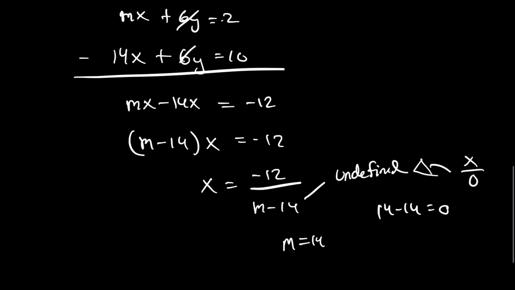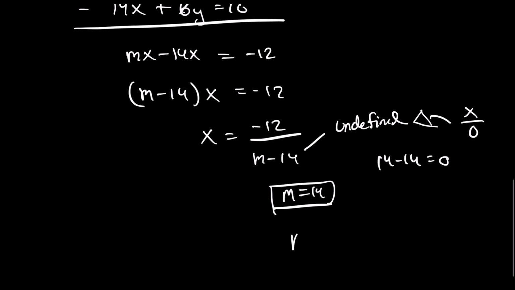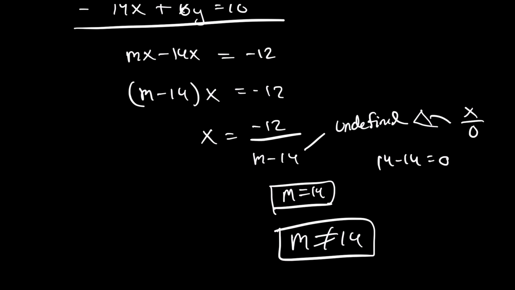Now, unique solution basically means that instead of saying it has to equal 14, it just cannot equal 14, in order to actually get the value we want, an actual value of x. But this means that there's only one value of x.